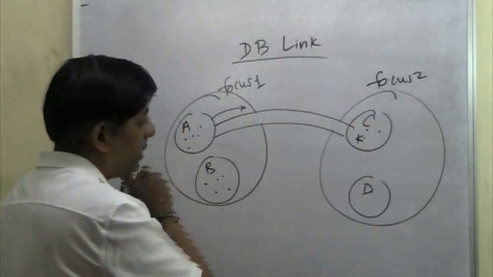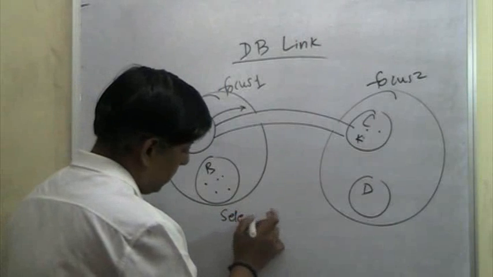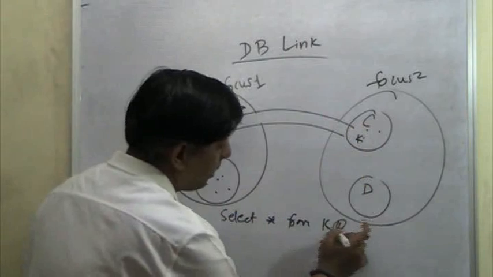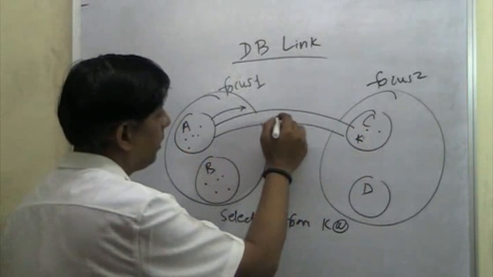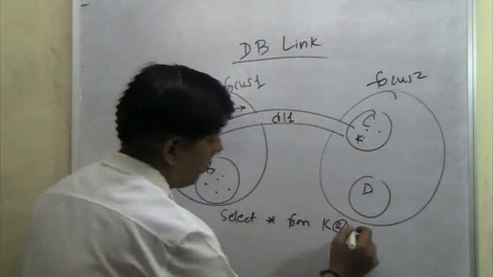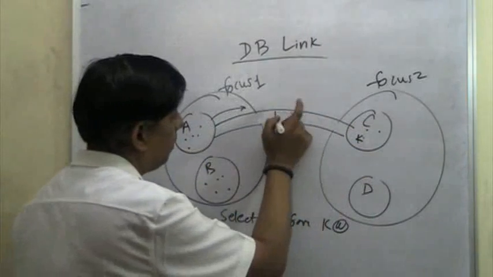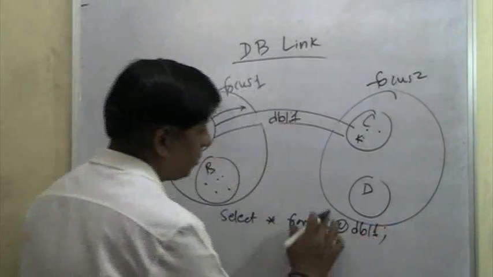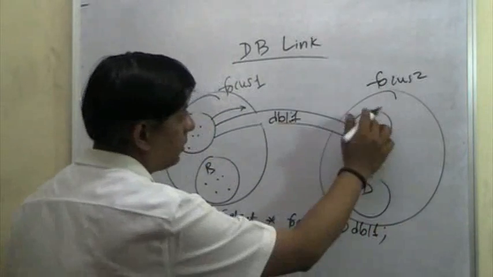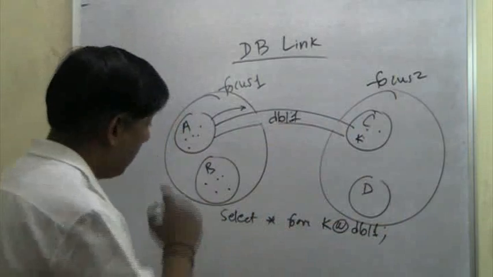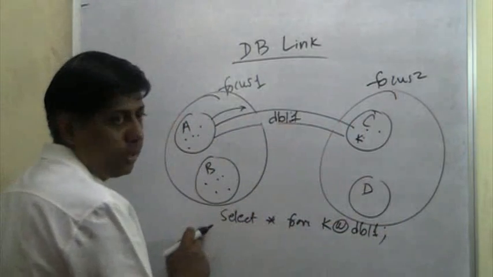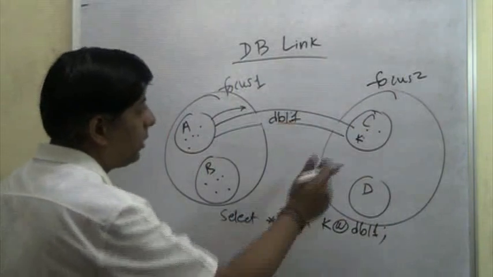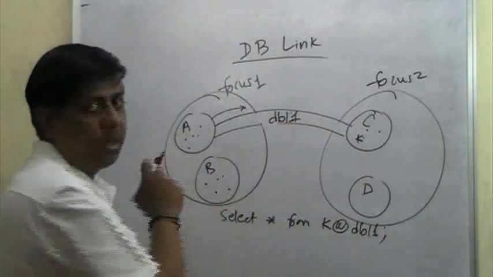That means user A will be able to log in and say select star from K at the name of the DB link that we saw. Let's say the name of the DB link is DBL1, DB link 1. So K is an object in the C schema in the focus 2 database. User A is executing this query, and therefore he will be able to get all the data from K and it will be displayed over here.